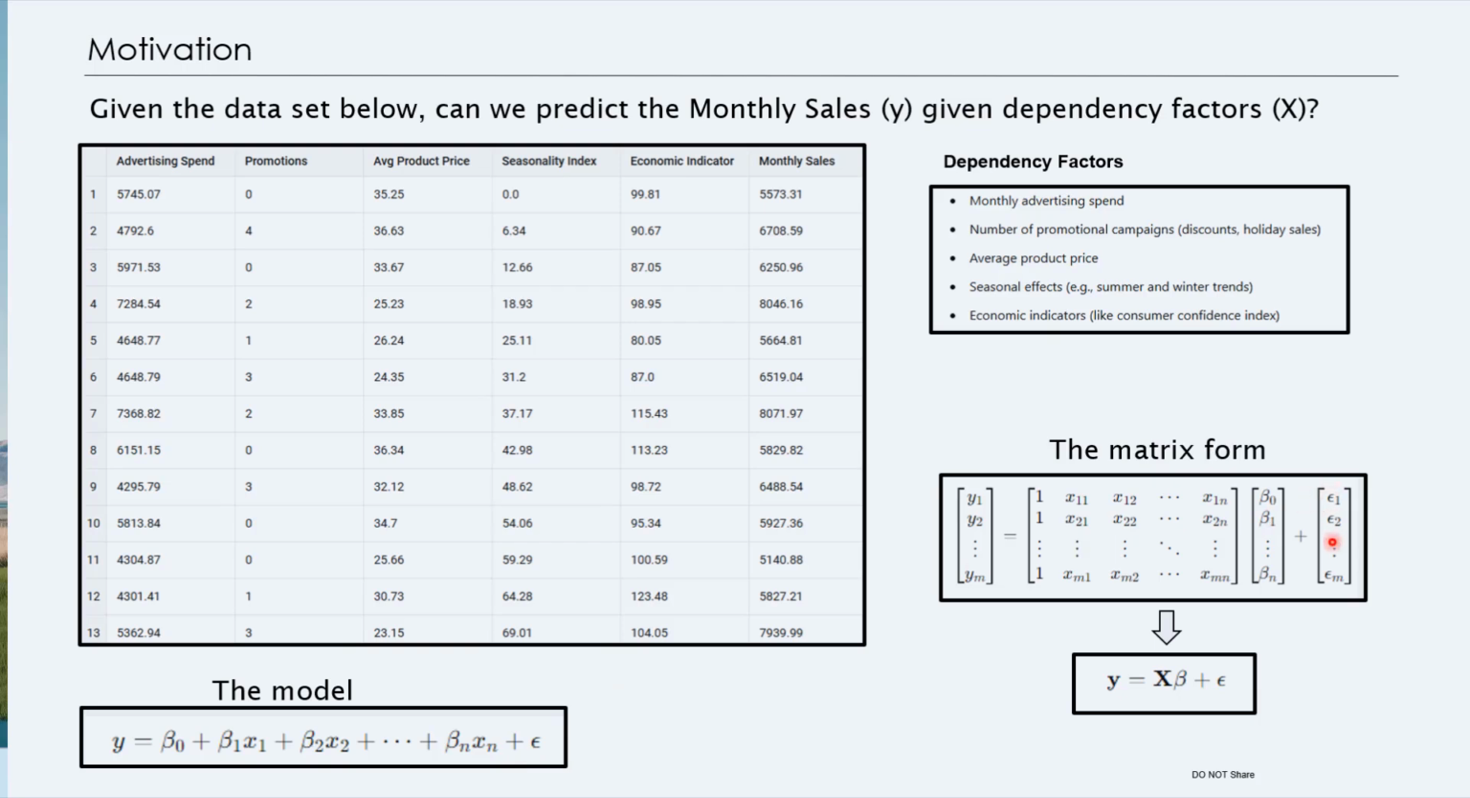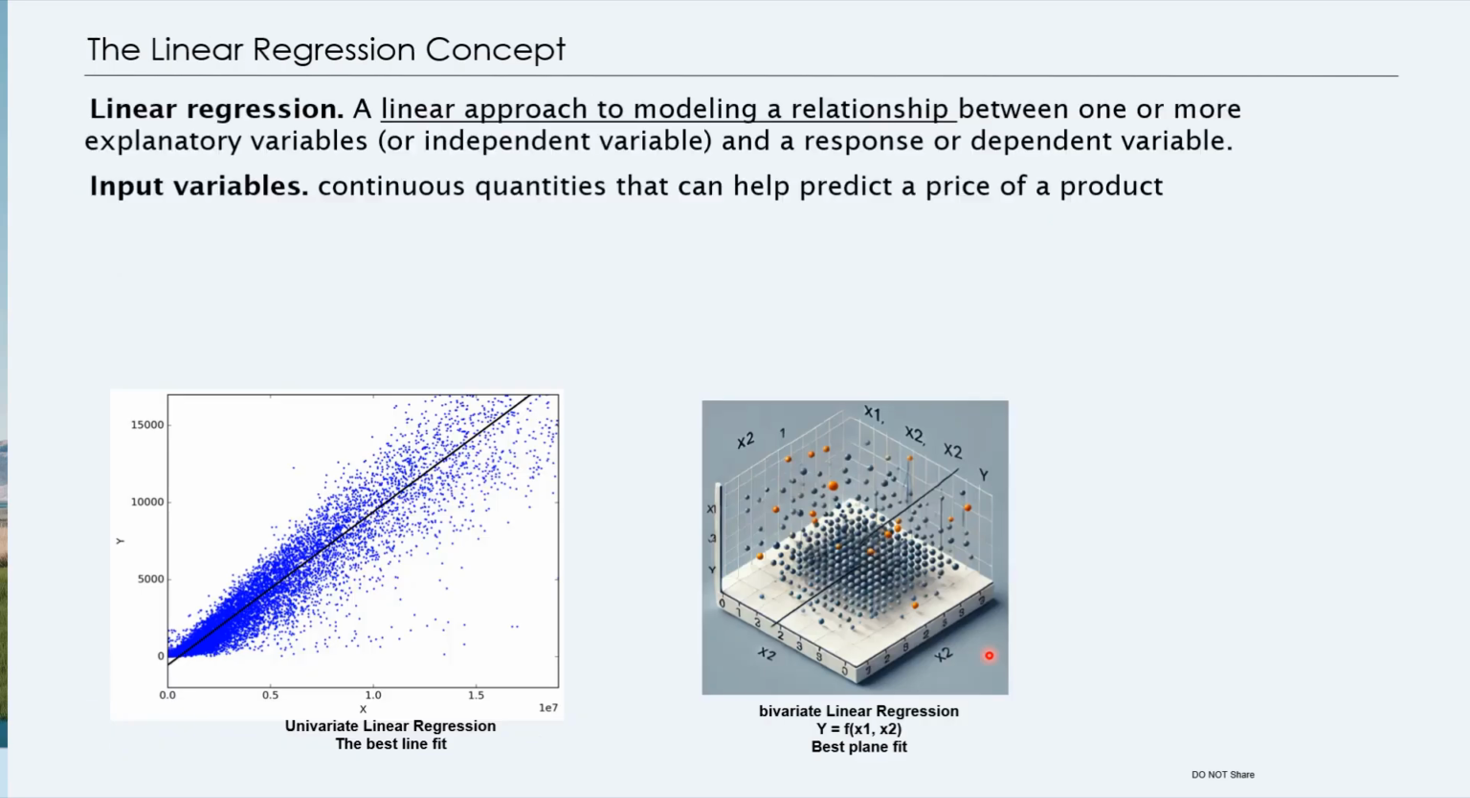We can even represent it in a sleek matrix form to capture all those relationships at once. The mission? To uncover the magic values of our beta parameters from the data. Once we nail those down, we'll have a powerful tool to predict future sales based on factors like advertising and promotions. Next, let's understand how linear regression is defined.